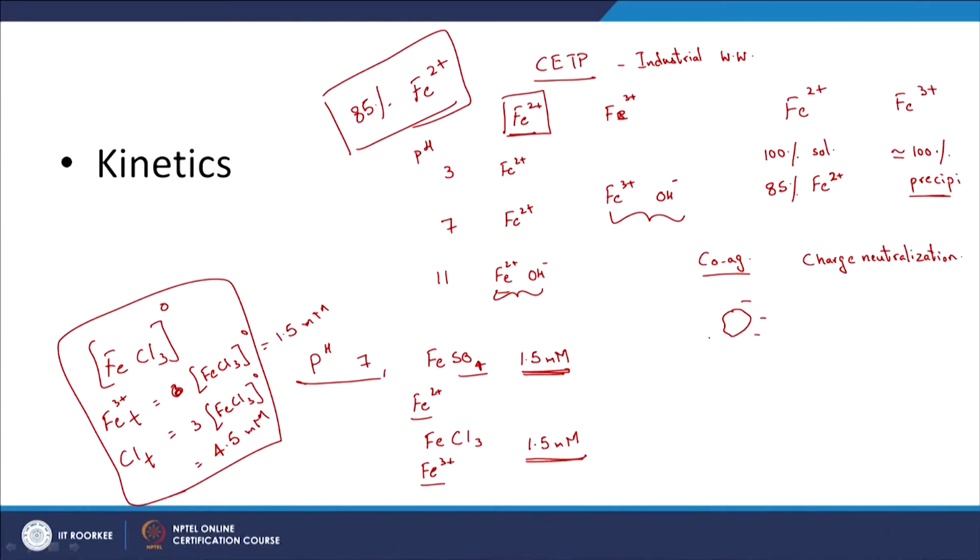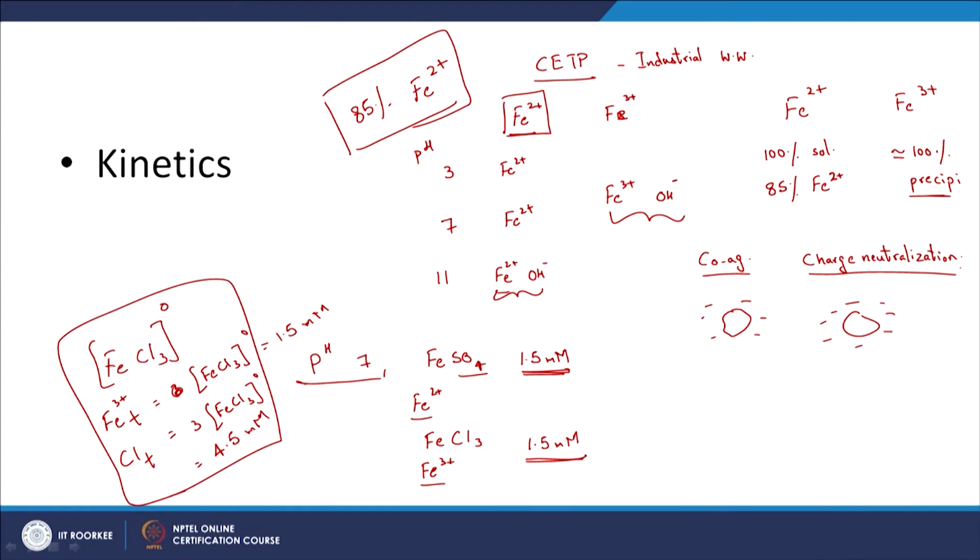So if the colloids are negatively charged, let us say this is my suspended particle with negative charge, and two negatively charged colloids have repulsion here, right. So that is why I add the coagulant which can neutralize this negative charge, allowing the particles to form colloids, let us say, and that is one particular simplistic way of explaining charge neutralization.